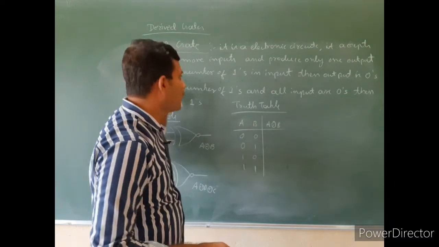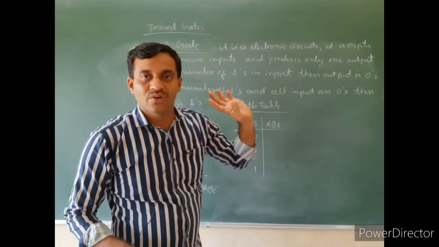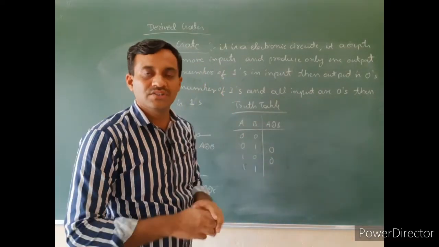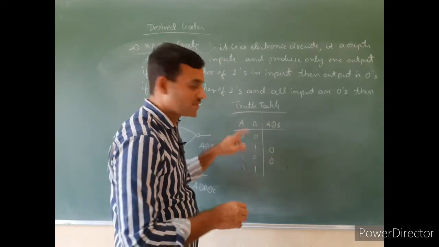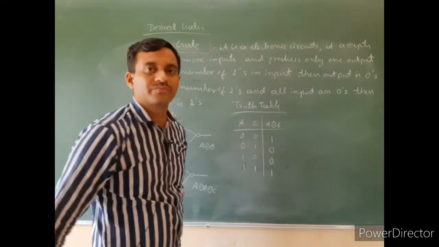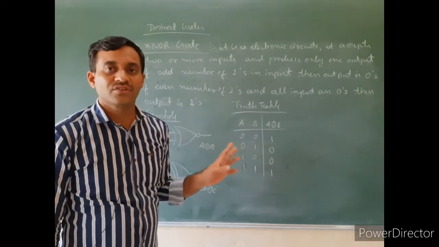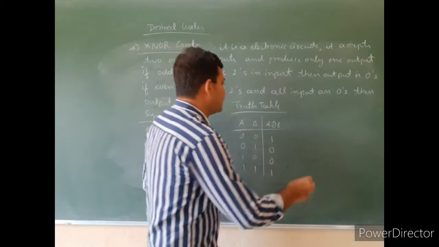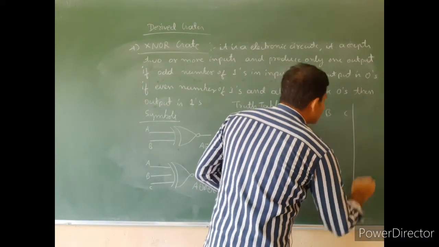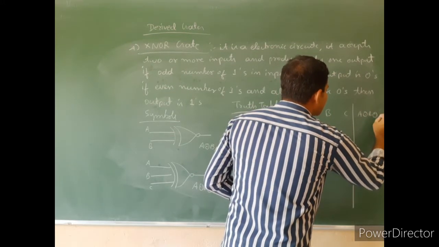See here, if there is an odd number of ones in the input, then the output is 0. Odd number of ones, output is 0. If all the inputs are 0, then it is an even number of ones, then the output is 1. See here, 1 0 0 1 is the XNOR truth table. If it is 3 variables A, B, C, then A XNOR B XNOR C.